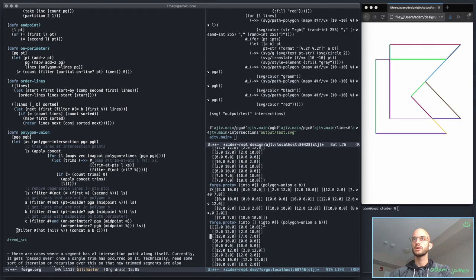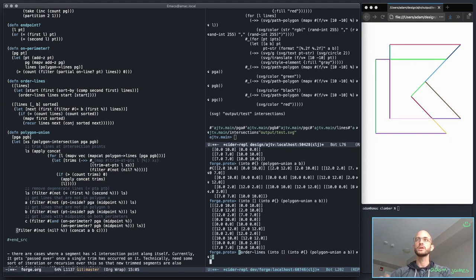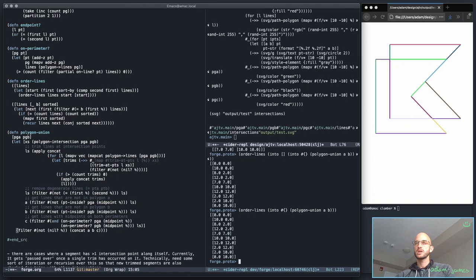Okay. It seems correct-ish. And then now let me do order lines of this, and I should see no nils. Ah, yes. Okay. This is fantastic. Okay, that's pretty awesome, actually. I'm pretty happy with that. Let me see one step. Let me check if I can order lines without doing that. Aha, I can. Sweet.